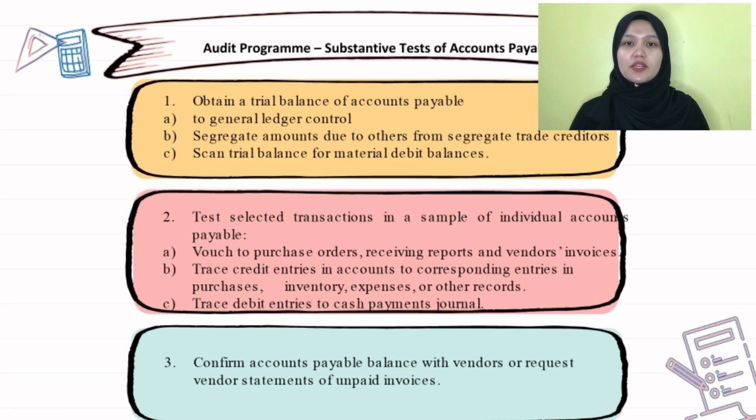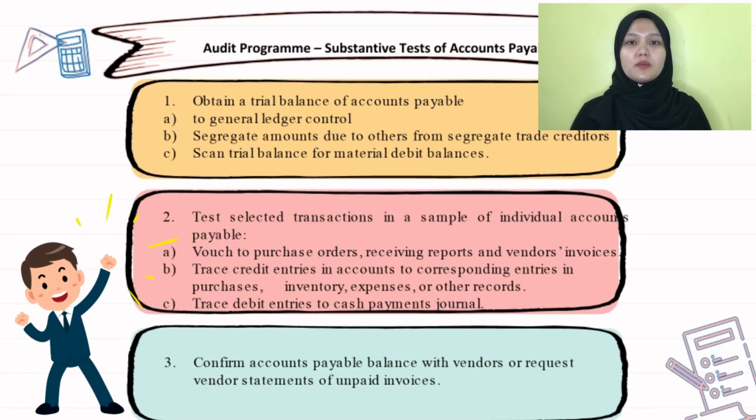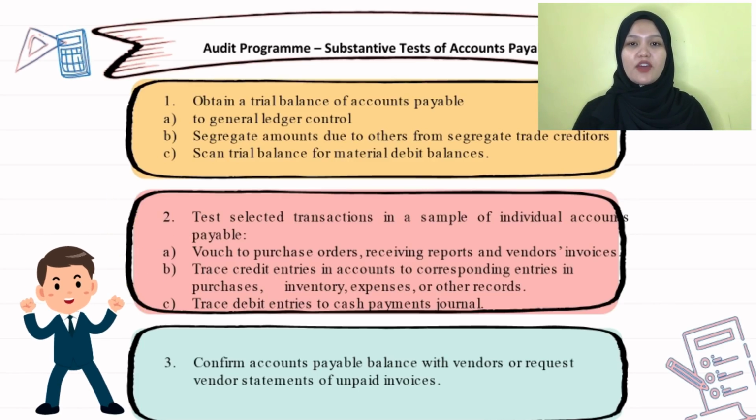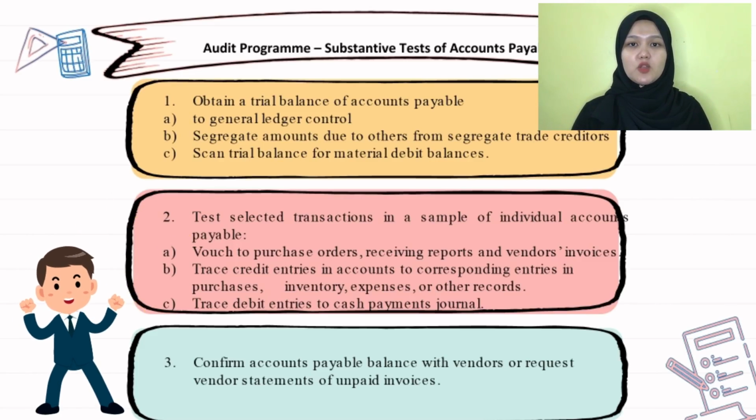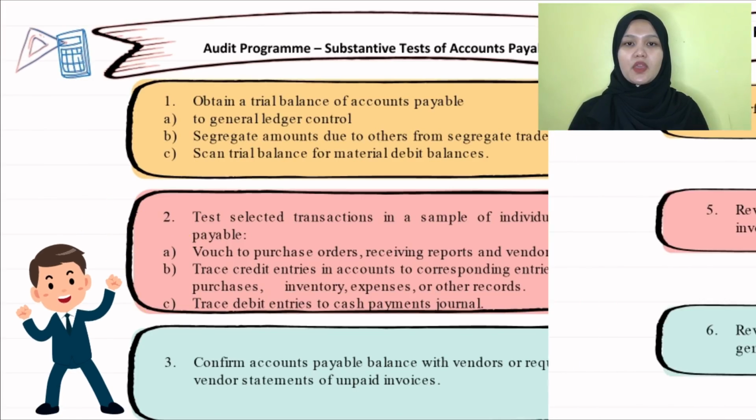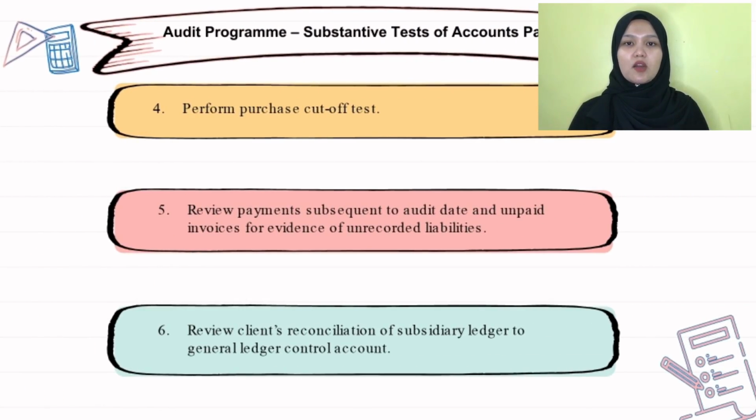Example number 3 is that the auditor can confirm the accounts payable balance with vendors or request vendor statements of unpaid invoices, because confirmation provides evidence as to the existence, obligations, and valuation of the accounts payable. Number 4 is to perform a purchase cut-off test to provide evidence that payments are recorded in the appropriate period. Next, review payments subsequent to audit date and unpaid invoices for evidence of unrecorded liabilities.